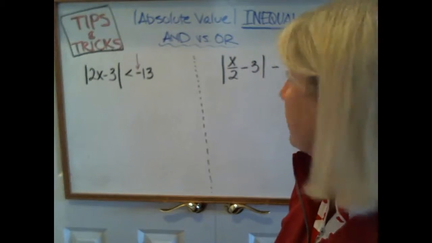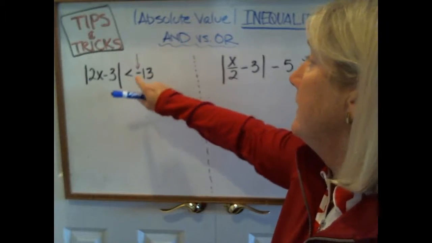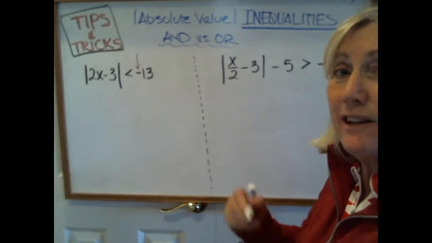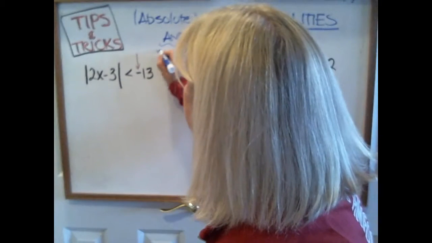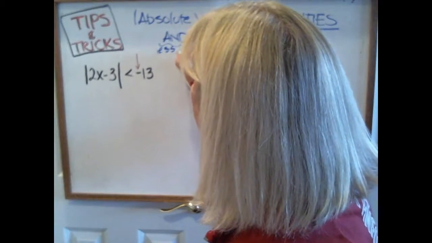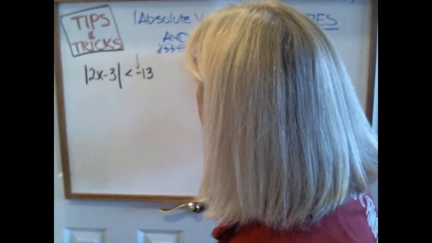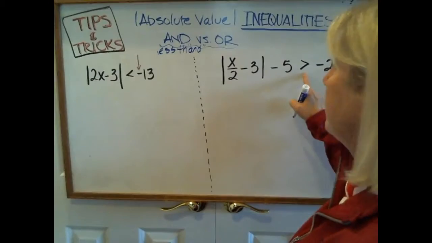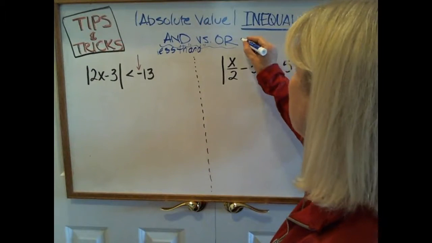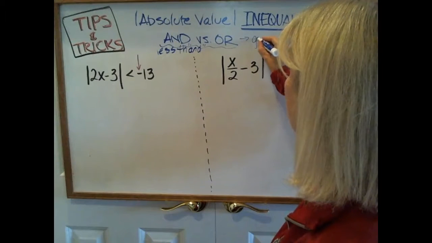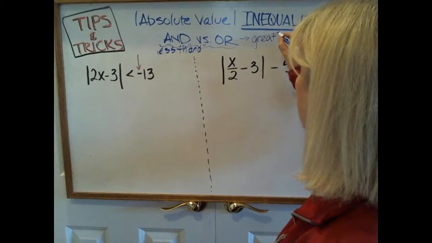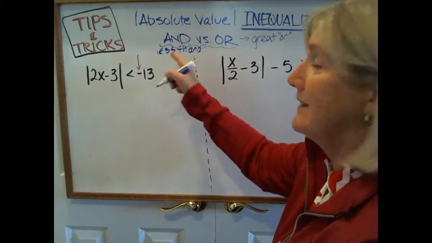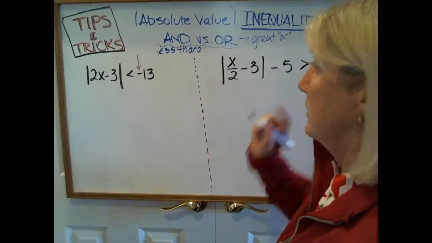And I'm just going to go over this. "And" is when you have a less than. So a little way to remember it would be "less than." And "or" is if it's greater than. So this would be more like "greater" "or." Less than and greater.